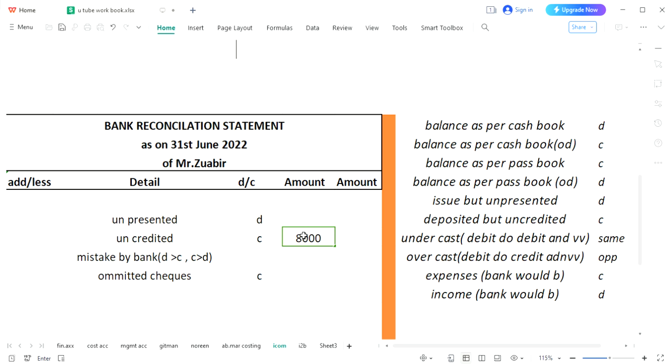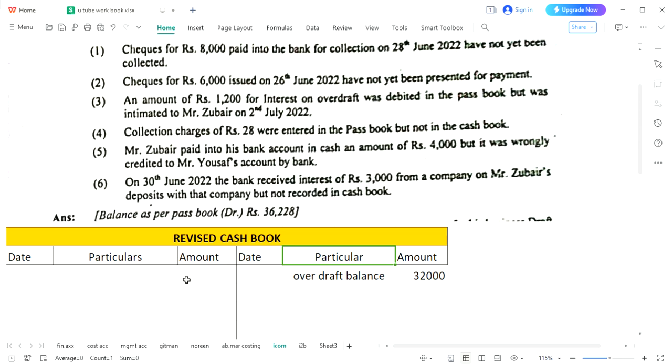The only difference between simple reconciliation and revised cash book is four entries. Only four entries would be put in this BRS statement. Remaining all entries would be put in revised cash book. Slowly you will understand in a better way.